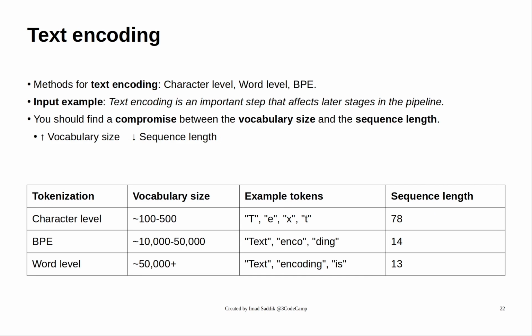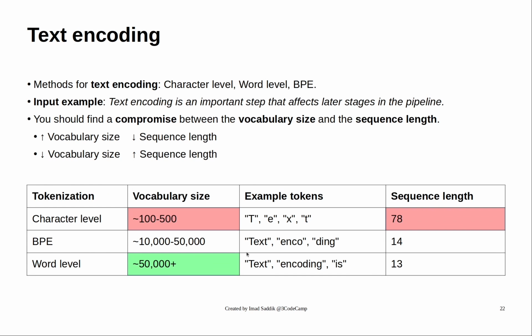Generally, if the vocabulary size increases, then the sequence length will decrease, and vice versa. We can see this behavior in the table. For the character level encoder, we have a small vocabulary, and as a result, the sequence length is big. We don't want this because working with very large sequences will fill the context window of the model very quickly.